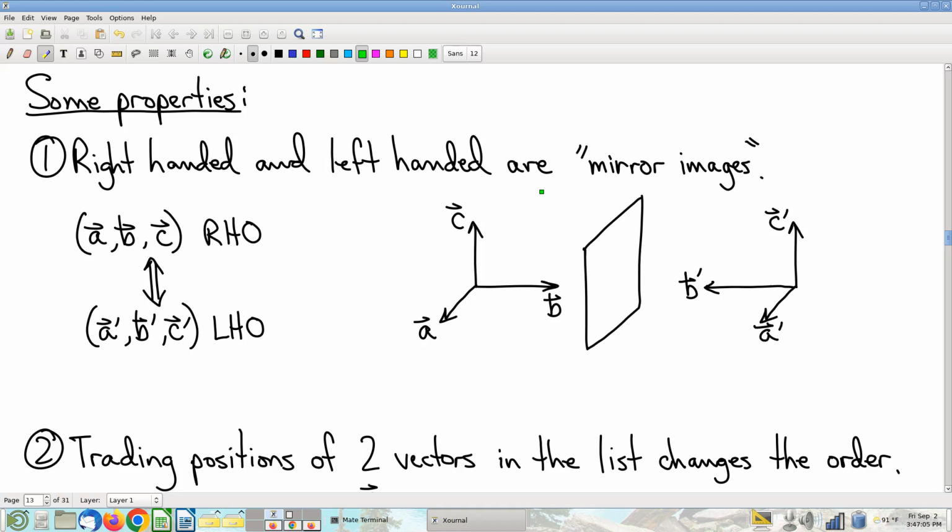I think this first one is a pretty easy pitch. Mirror images in the sense that if you reflect. I mean, the easiest way to see this is, here you go, right? Right hands and left hands are mirror images of each other. It's just visual inspection, right? Is that satisfying? Okay.